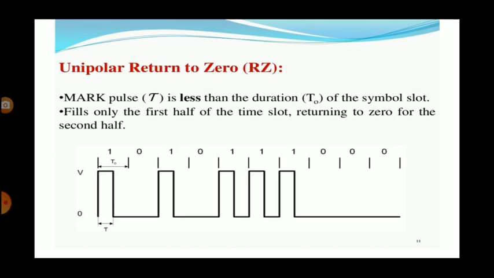Unipolar return to 0: the mark pulse tau is less than the duration T0 of the symbol slot, and fills only the first half of the time slot, returning to 0 for the second half. The figure below shows the transmission of unipolar return to 0.